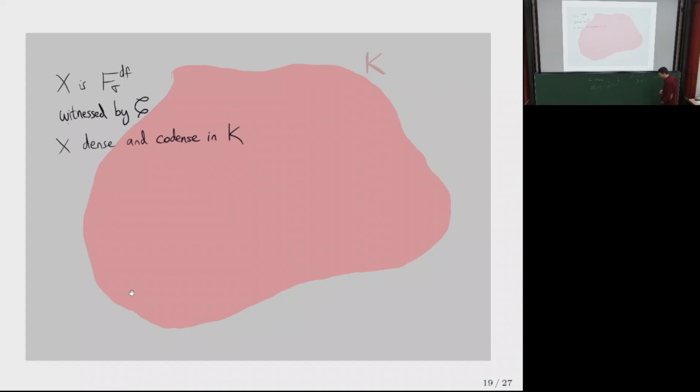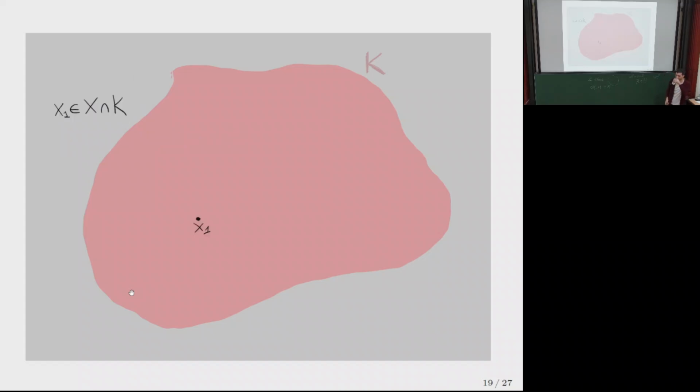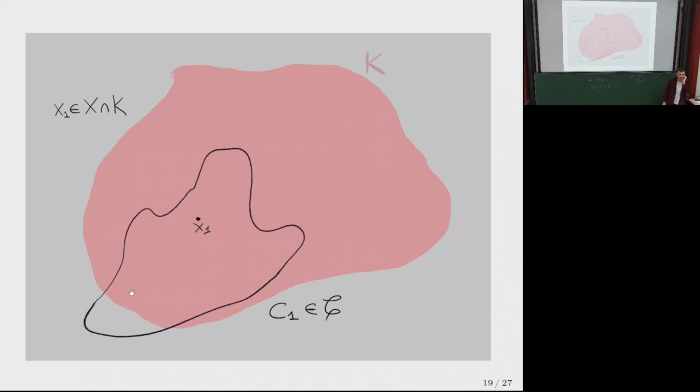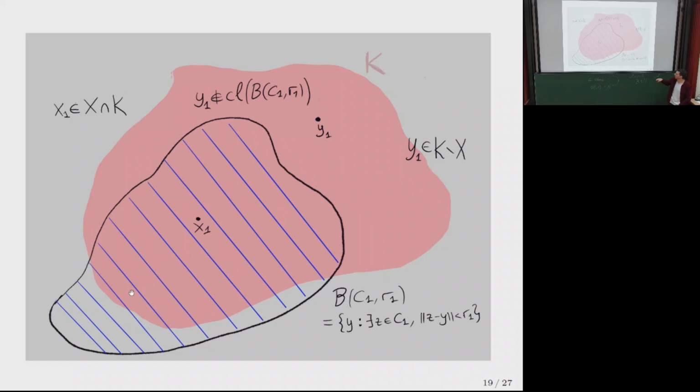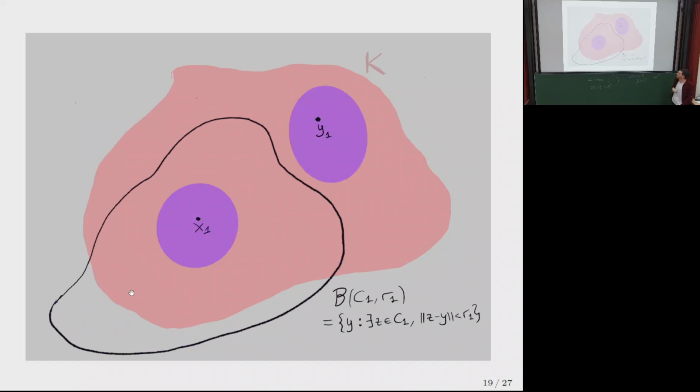Okay, so how do we do this? First, because X is dense, you can just pick any point in X and in K, right? And then you pick a set C1 in curly C that contains this point. But because X is co-dense, you can also pick a point that is outside. And because C1 is closed, you really need that C1 is closed, you can pick a radius that is small enough to satisfy that not only Y1 is not contained in this neighborhood right here, but it's not even contained in its closure. And now what we've obtained is these two open sets, right? One inside and one outside. The first step.